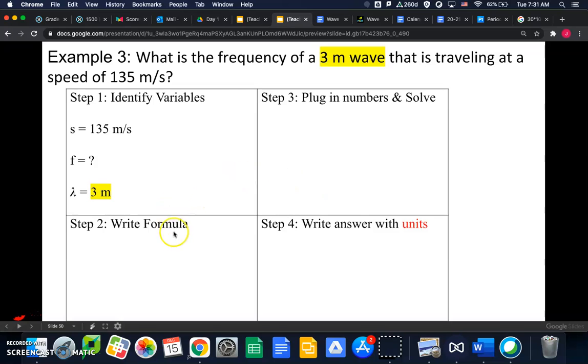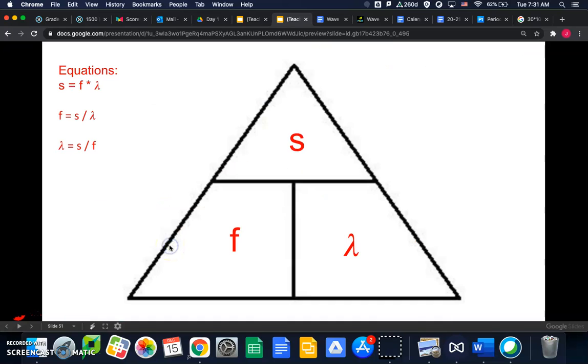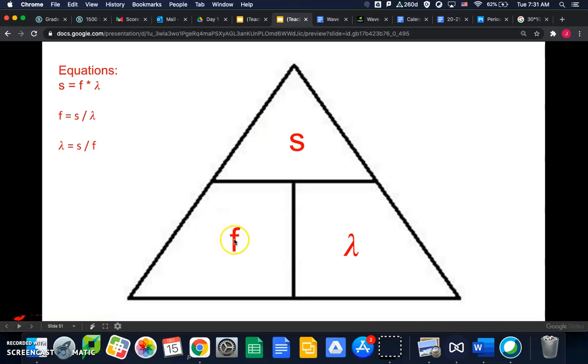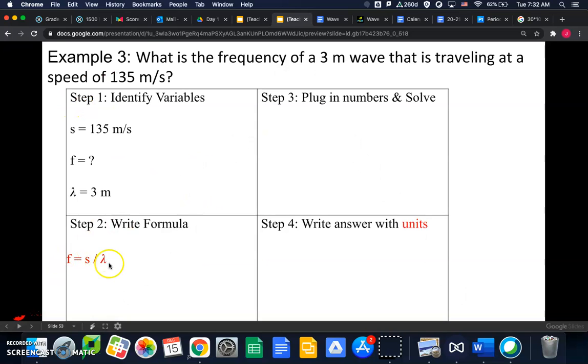Okay, so we're going to write the formula. And again, what are we looking for? We're looking for frequency. So we're going to cover up frequency. And we're left with S and lambda. So frequency equals speed over wavelength. F equals S over lambda. Okay, so that's our formula.